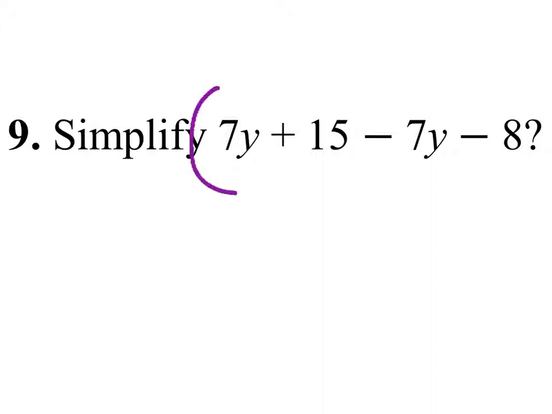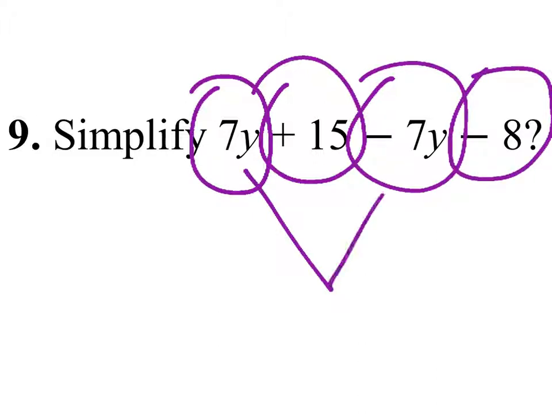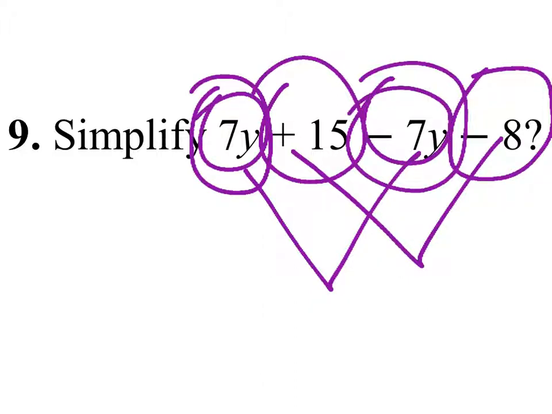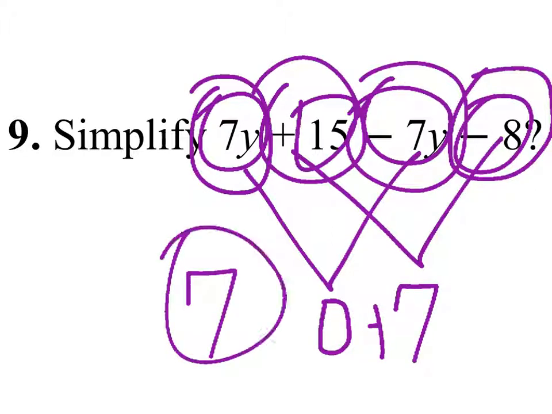Let's see. This is a term, this is a term, this is a term, and this is a term. You have to combine like terms. So 7y and negative 7y, then positive 15 and negative 8. 7y minus 7y would equal 0. And 15 minus 8 would equal 7. 0 plus 7, which is 7. Correct. Excellent work.